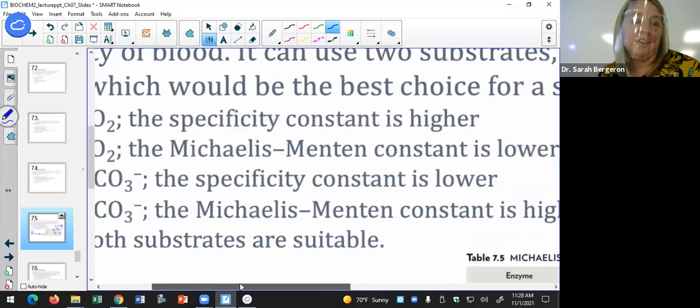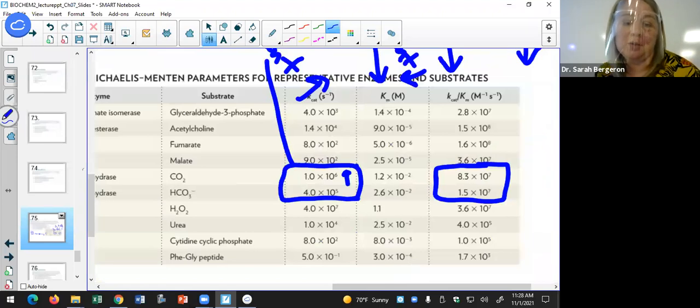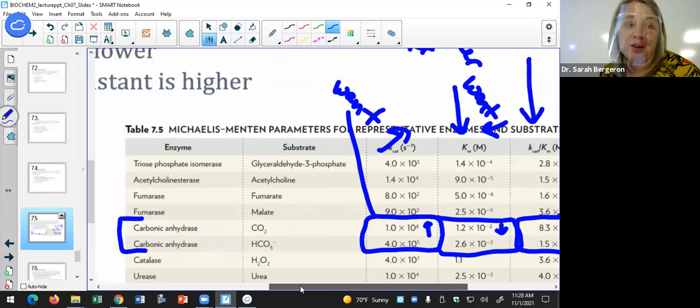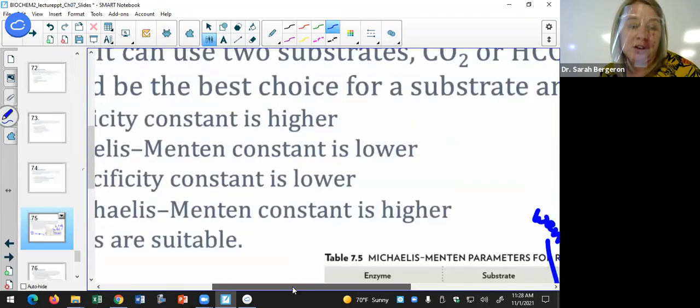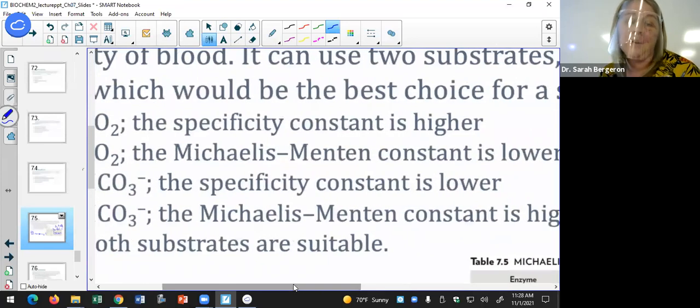Yes. So if we look at the two, let's look here. Okay, so tell me about KM. Which one has a lower KM? Okay, so now you're going to look for an answer choice that tells you either my Kcat's really high or my KM is really low. So if I go look in my answer choices, I hate that it's like this, right? The Michaelis-Menten constant is lower. That's not.